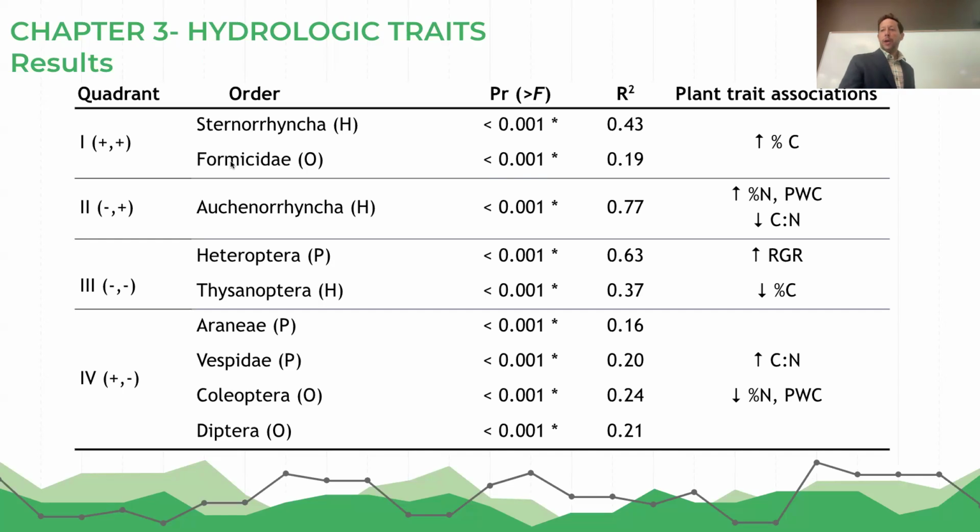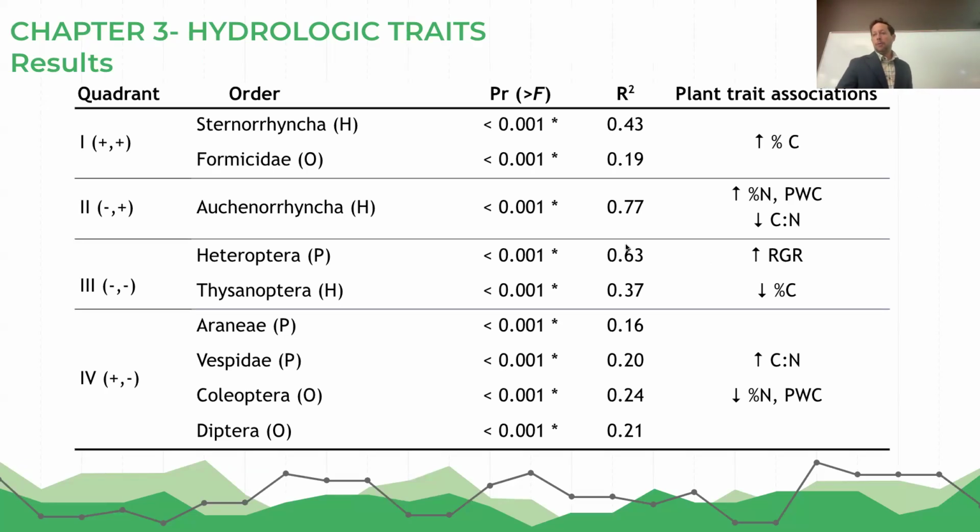And so Sternorhyncha and Formicidae, those would be aphids and ants. We see here in this top quadrant that ants and aphids are both strongly influenced by plant trait variance and hydrologic traits. And they seem to map onto increased percent carbon concentrations in the leaves. So as percent carbon concentrations go up in any particular plant, or if you measure a plant with high percent carbon concentrations, we might predict that it may also have high aphid and ant trait variance in that sample, right?